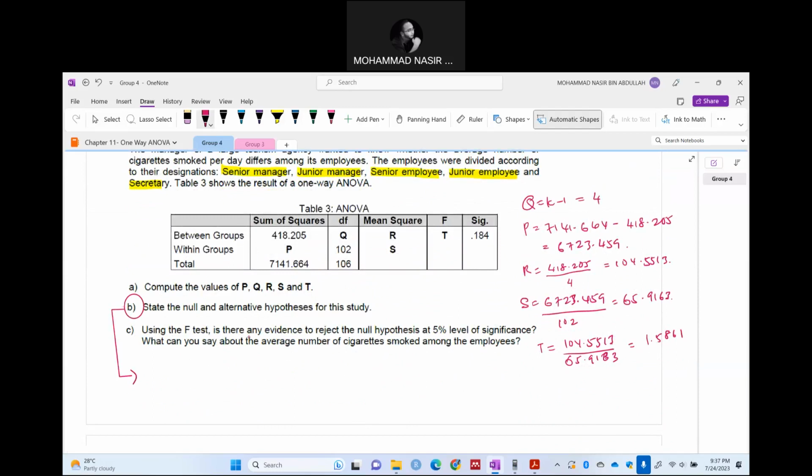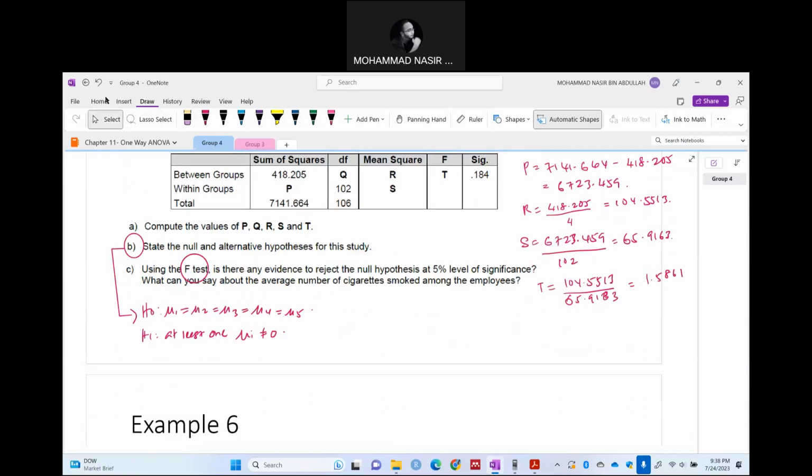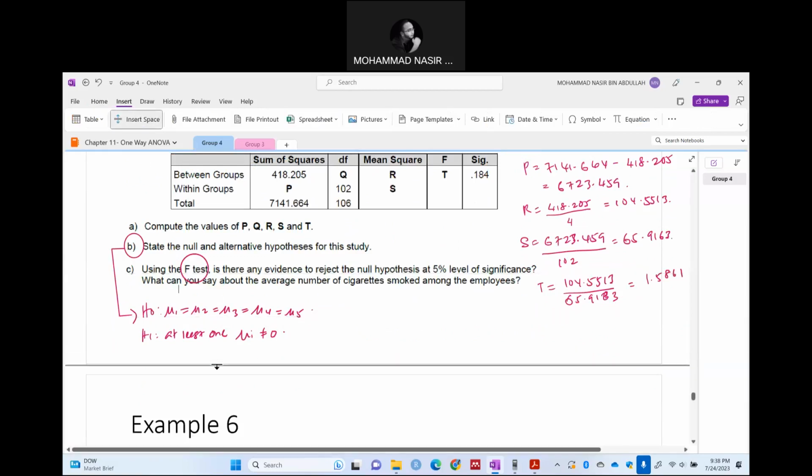So this one, always remember. Null hypothesis mu1 equal to mu2 equal to mu3 equal to mu4 equal to mu5. We have 5 groups. Alternative hypothesis, at least 1 mu I not equal to 0, where I equal to 1, 2, 3, 4, 5. Right. So using the F test, is there any evidence to reject null hypothesis at 5% level of significance? This kind of question will definitely be asked in the final exam.